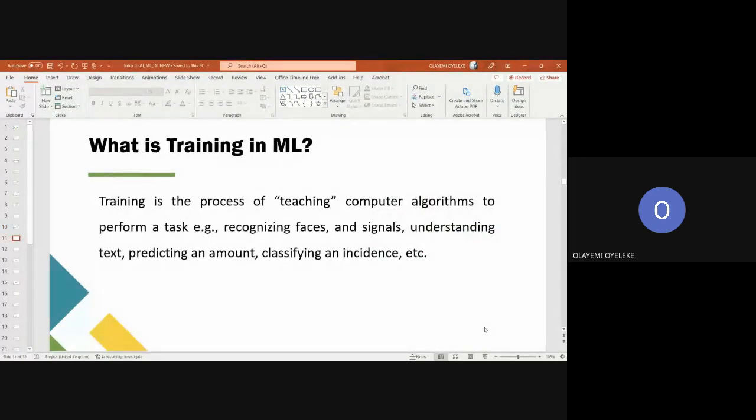So that brings us to what is training. When we say training in ML, training is the process of teaching computer algorithms to perform a task. In machine learning, we use computer algorithms as our tool, and we train them to perform a task, like, for example, recognizing faces, signals, understanding text, predicting an amount, classifying an incident, and the list goes on and on. So that's what we mean by training: the act of teaching computer algorithms to perform a task.